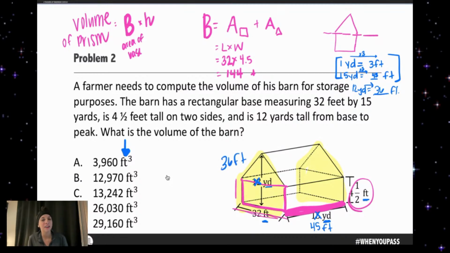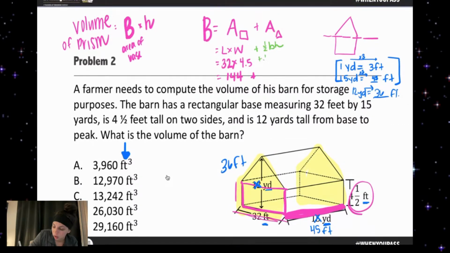Now I can find the area of my triangle. Area of a triangle equals, what is the formula for area of a triangle? 1/2 base times height. So 1/2 times the base of that triangle is 32, because this was 32, right? So this is going to be 32. What is that height of my triangle going to be, though?